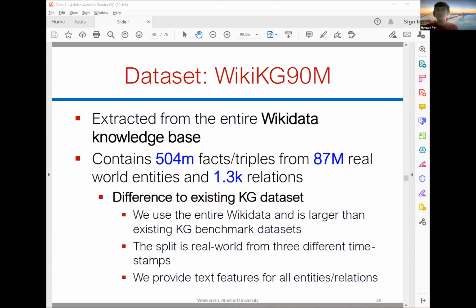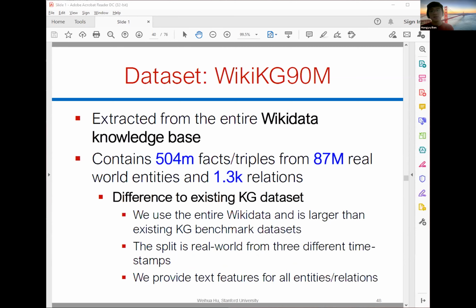So in the OGB large scale challenge, we introduce a new WikiKG90M dataset, which is extracted from the entire Wikidata knowledge base. It contains 504 million triples from 87 million real world entities and 1.3 thousand relations.